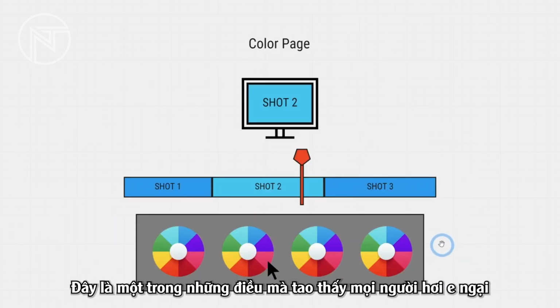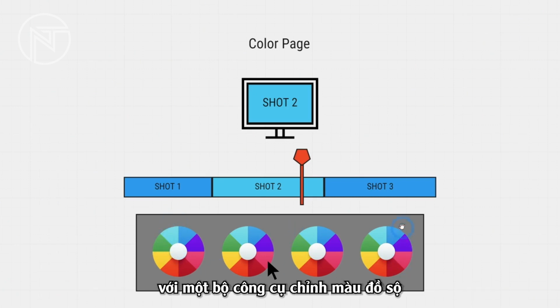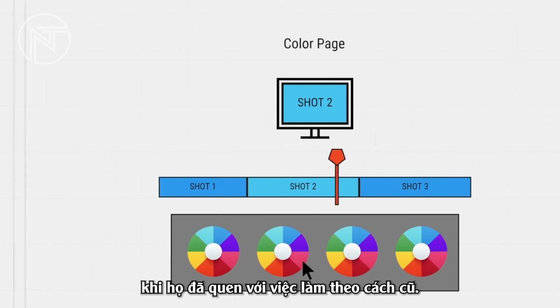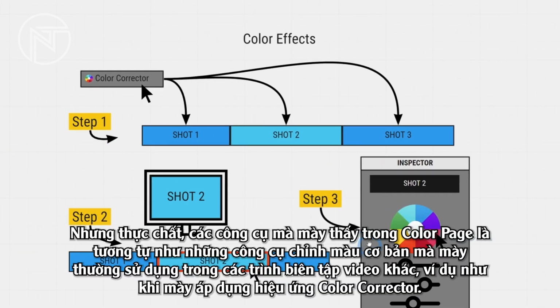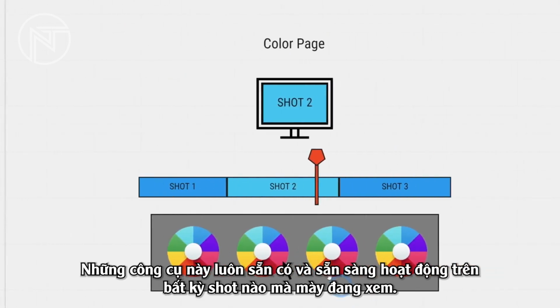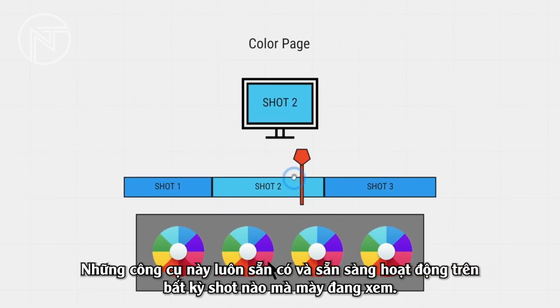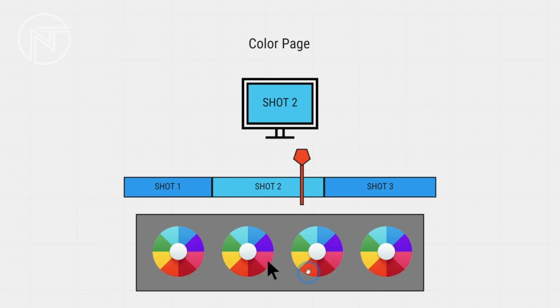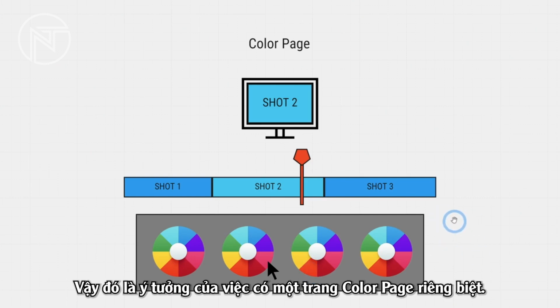It's one of those things where I find people get a little bit intimidated by a great big batch of color tools and a whole new color interface when they're used to working like this. But the truth is that they're the same kind of basic color tools that you would get by applying, say, a color corrector effect in a different editor. They're just always available, and it's always working on whatever shot you're looking at. So even though it might look more complicated, the process is actually a little bit simpler. So that's the idea of having a dedicated color page.